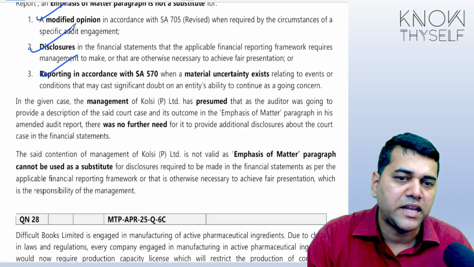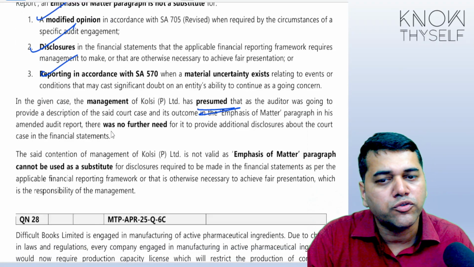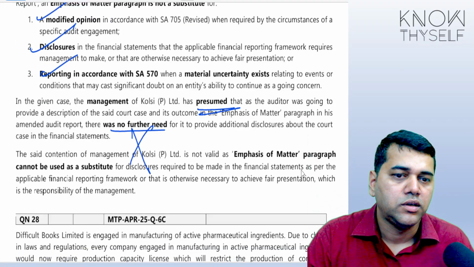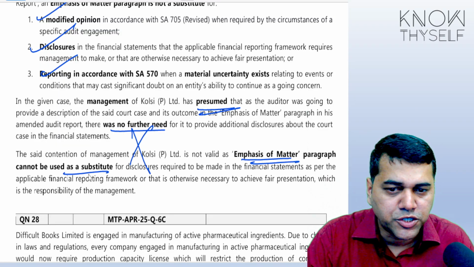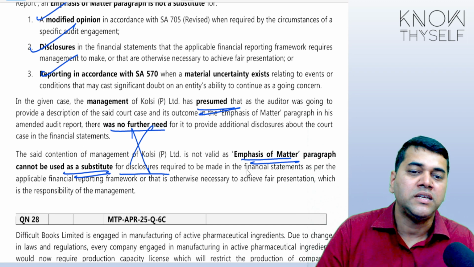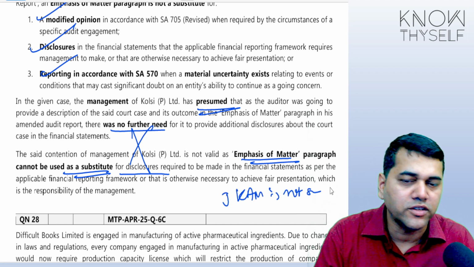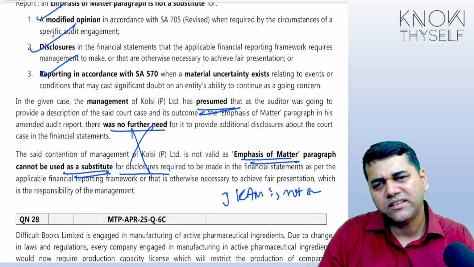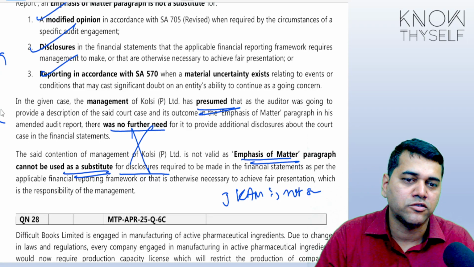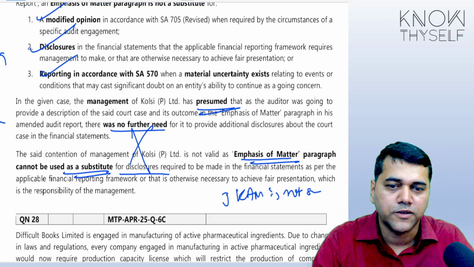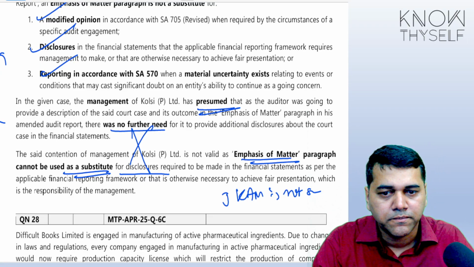In the given case, management presumed that the auditor is going to give it, so we are not going to disclose. No. Emphasis of matter is not a substitute for the disclosures required by the management, just like key audit matter is not a substitute for disclosures. So I can say something very similar to key audit matter. It's not a disclosure, it's not a substitute. You can write an answer like that also.